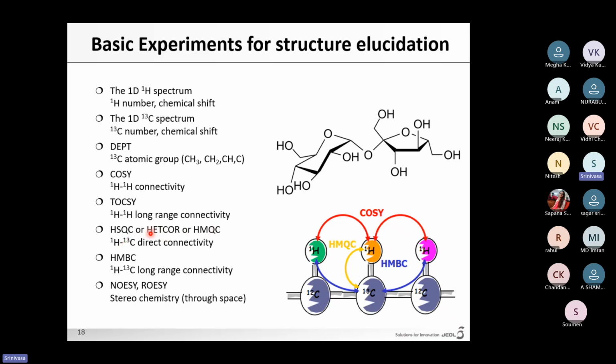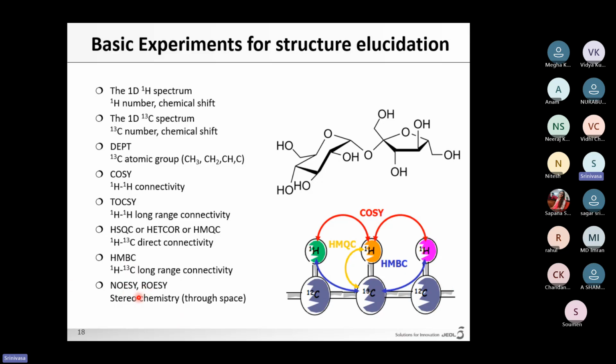HSQC, HETCOR, HMQC, all these three experiments give the same information. There are one bond correlations, like in this case, where this proton is coupled with this carbon. So this information can be seen in the HSQC, HETCOR, and HMQC. All give the same information. HMBC is basically a heteronuclear multiple bond correlation experiment. It shows long range connectivities from this proton through long range coupling, like I showed here, only this 13C, this one is not NMR active. And if your chain continues, that proton gives coupling to the next carbons also. That information can be obtained from the HMBC.